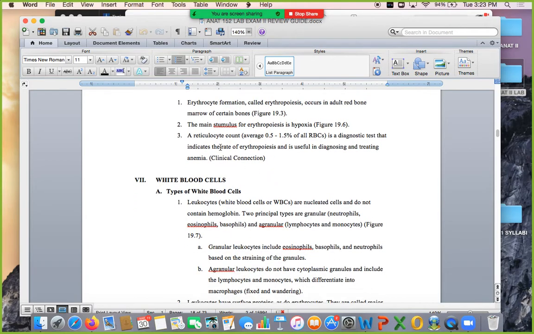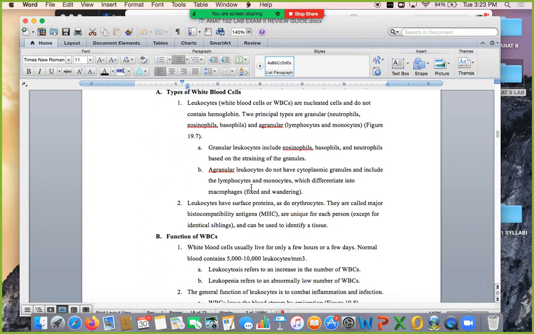So the reticulocyte count is going to be really helpful for indicating whether or not you have anemia and the rate of erythropoiesis, or creation of new red blood cells.